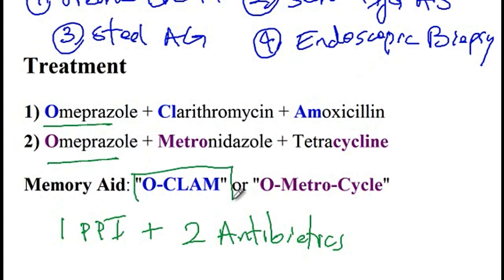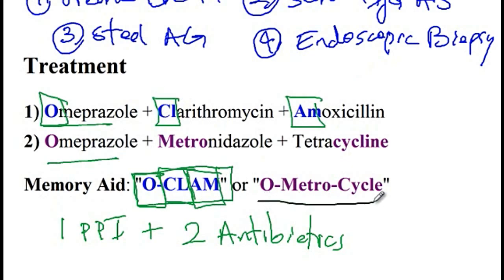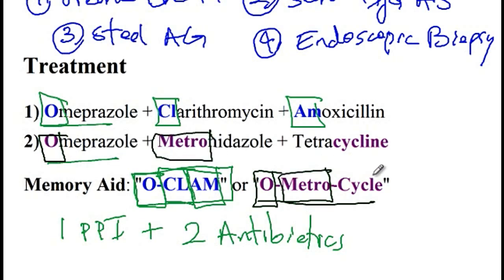The first one is called O-CLAM. O goes for omeprazole, CL goes for clarithromycin, and AM goes for amoxicillin. And then for the other one, O-metrocycle, O again goes for omeprazole, metro goes for metronidazole, and cycle goes for tetracycline.